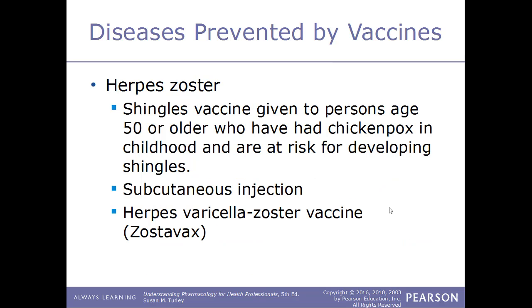So the herpes zoster vaccine is a shingles vaccine given to people who are 50 years of age and older who have had chickenpox in childhood and who are at risk for developing shingles. And this is a subcutaneous injection. It's also known by the trade name Zostavax.